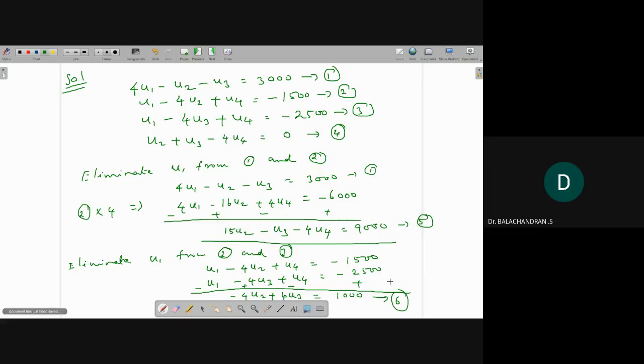Now eliminate u4 from 4 and 5. So if you just subtract, you'll get u2 and u3. Here you have u2 and u3. Then you can find u2 or u3. So first you should eliminate u4 from 4 and 5.